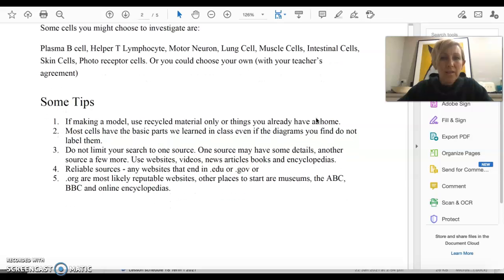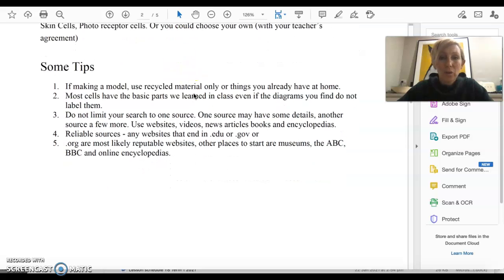So, some cells that I've suggested. A plasma B cell, which is part of your immune system. Really interesting cell. Helper T lymphocyte, which is another white blood cell. Both these are white blood cells, so leukocytes. And the helper T lymphocyte is a good one because there are some diseases that specifically target that cell. Motor neuron, lung cells, muscle cells, intestinal cells, skin cells, photoreceptor cells, so in the eye, or any cell of your choice.